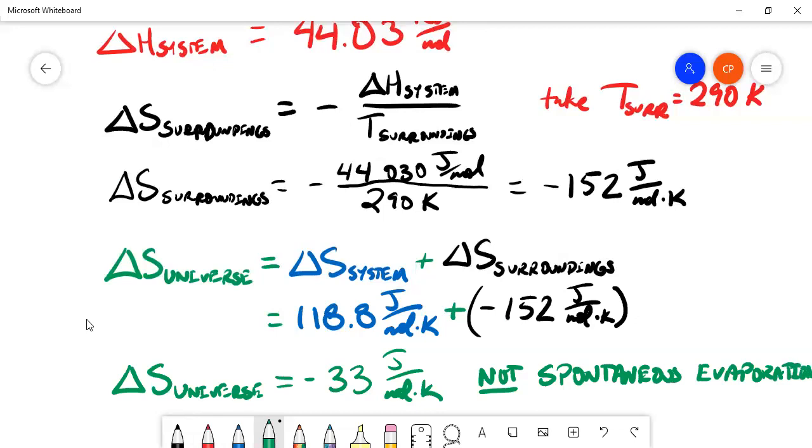And this does not represent spontaneous evaporation at 17 degrees Celsius. But then again, 17 degrees Celsius, that's pretty doggone cold. I wouldn't expect water to spontaneously evaporate at that temperature. What temperature would I expect water to evaporate at? Every time.